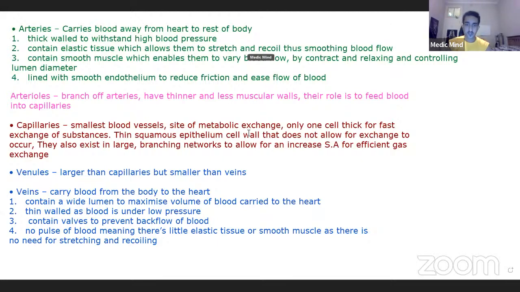Would I only need to know the structure and function of the blood vessels? No, there will be more.